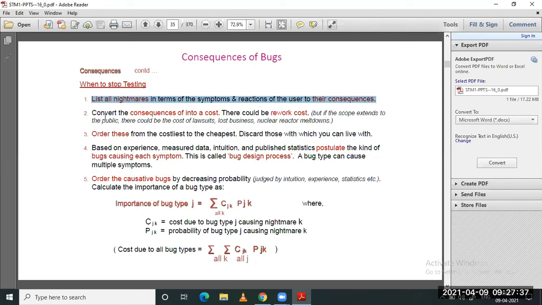Now, convert the consequences into a cost. How can we find the cost? There could be a rework cost. Order these from the costliest to cheapest. So the first step is to list all nightmares, that means all the bugs. Then convert the consequences into a cost, such as a rework cost, and order these from costliest to cheapest. Discard those which you can live with. That means if a bug cannot affect the system, you discard it.